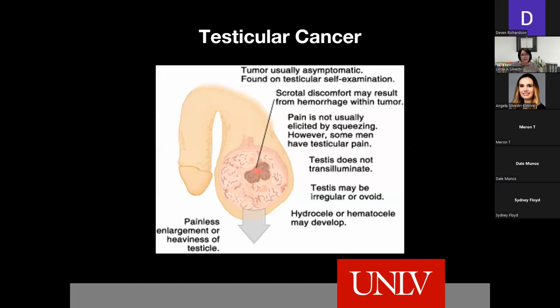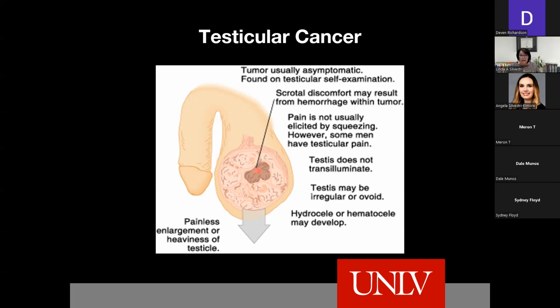Okay, so here is a picture of testicular cancer. And again, what's really important is the tumor, and the size of it doesn't matter. It needs to be reported. You need to know the signs and symptoms of testicular cancer, you could possibly be asked about that. It's usually asymptomatic and found on testicular self-examination. So that's what's really key about it. Make sure you go over those signs and symptoms, and they're all in the book.